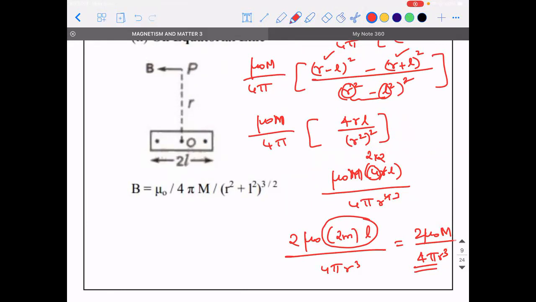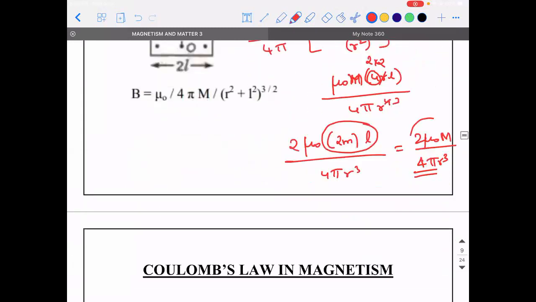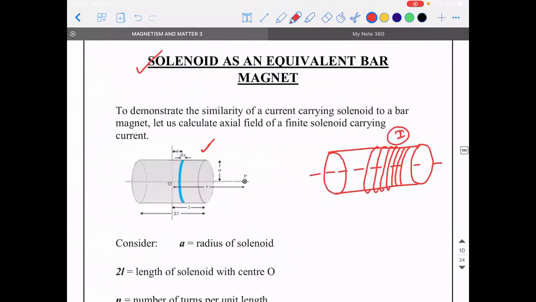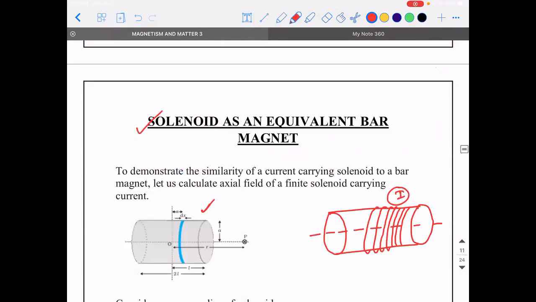Noted, sir. So similarly, when you calculate it for the equatorial plane, you need to do it in the same way as we did for electrostatics. But this is the point I wanted to convey. With respect to a small bar magnet, the magnetic field along the axial point is given as 2 times mu naught into capital M divided by 4 pi R cube. With the help of this expression, we are going to prove that a solenoid behaves similar to a small bar magnet. Mark it as important.